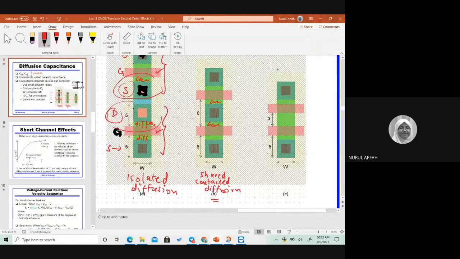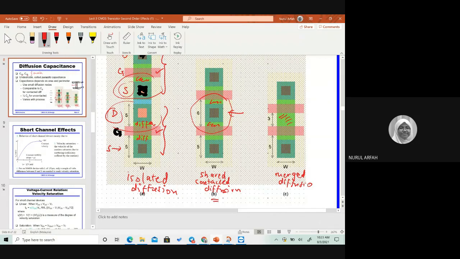So the contact here in the middle is a sharing of these 2 diffusions. And if you look at the C part here, it is a merged diffusion. Where is that diffusion? The diffusion is this one, the green color, and it is actually merged in between the source and the drain.